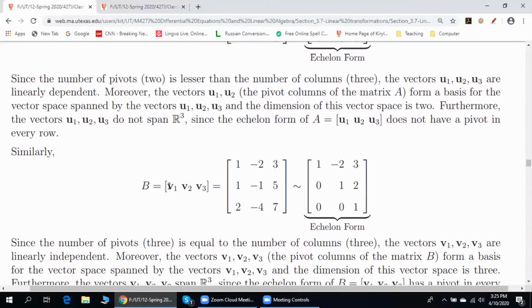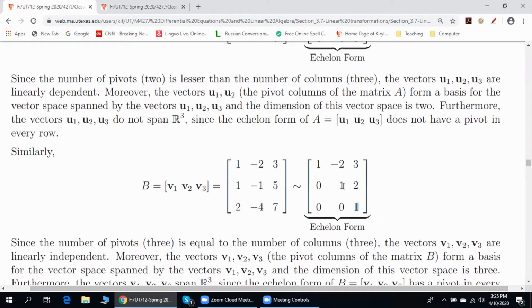In contrast, v1, v2, v3 are independent because the number of pivots is equal to the number of vectors. Moreover, vectors v1, v2, v3 form a basis of the span of v1, v2, v3. And the dimension of this vector space is 3. Lastly, these three vectors span R3 because we have a pivot in every row.